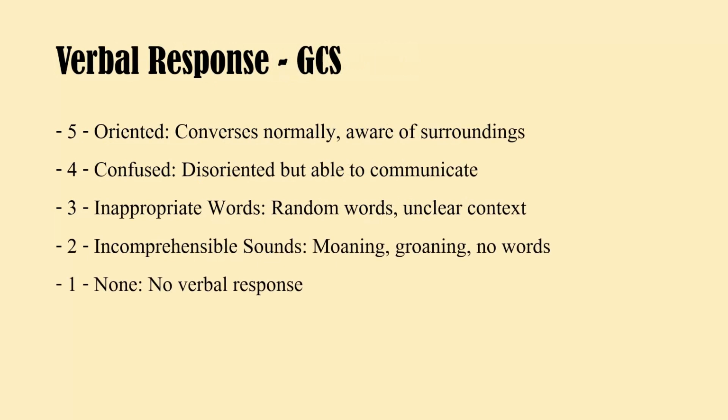The verbal response component assesses the patient's ability to communicate. A score of 5 indicates the patient is oriented and converses normally. A score of 4 suggests confusion, but the patient can still communicate. A score of 3 means the patient uses inappropriate words. A score of 2 consists of incomprehensible sounds, such as moaning or groaning. A score of 1 means there is no verbal response.